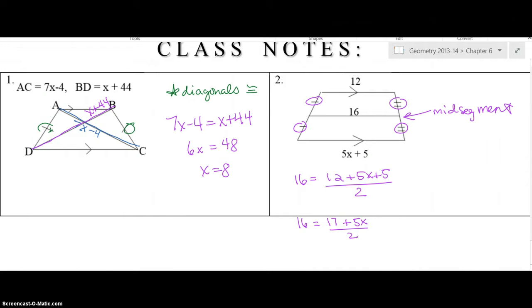Multiply both sides by 2, right? Because right now it's being divided. So we're going to do the opposite, which is multiply both sides by 2. And when we do that, we get 32 equals, the 2's cancel. That's why you multiplied by 2. So this 2, the red 2 and the purple 2 cancel on top and bottom. And all you have left is 17 plus 5x.